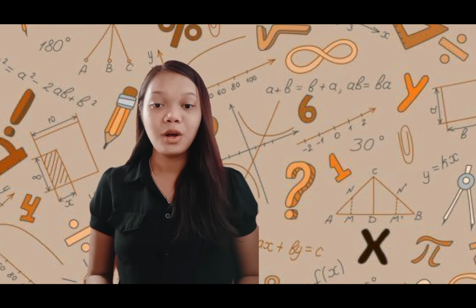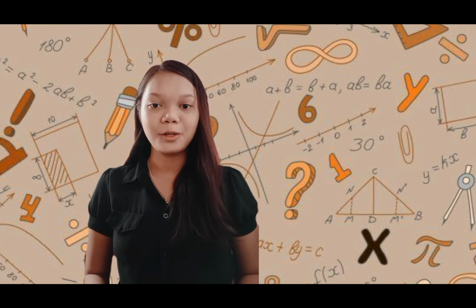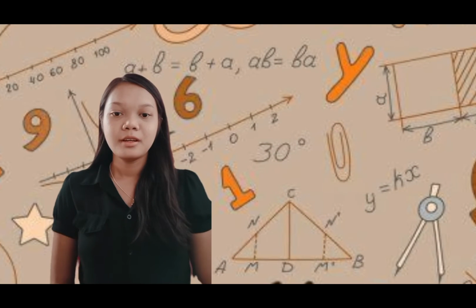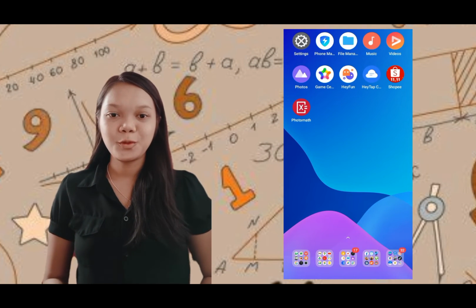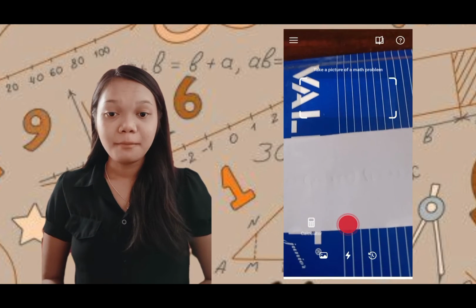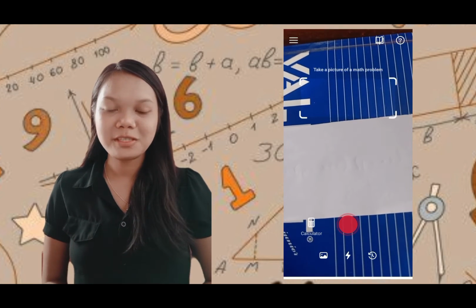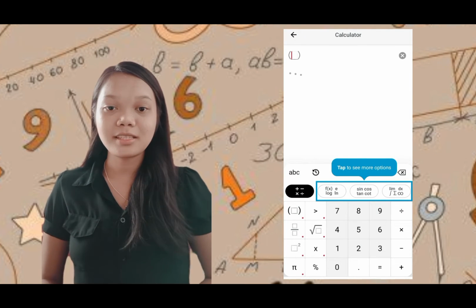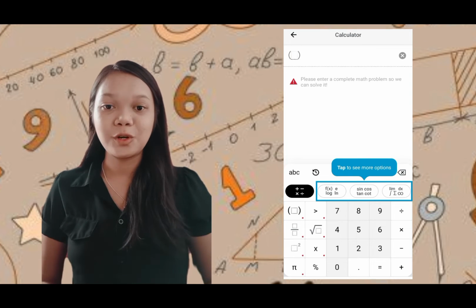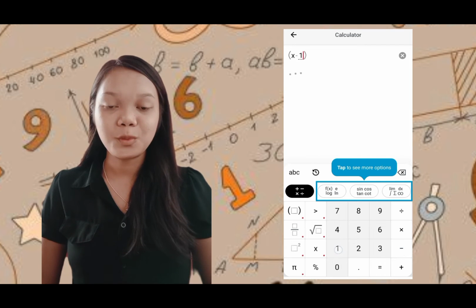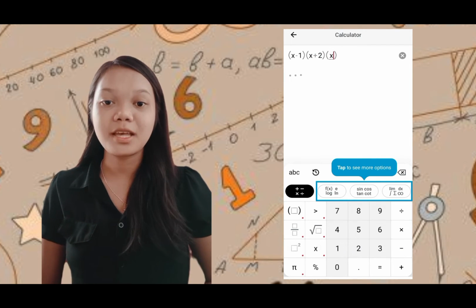To further understand that, I am going to show you some examples, and I will use Photomath to show you how to solve it. The first thing that we should do is to open Photomath, and then we can see here the camera. But let me teach you first how to use the smart calculator. Press the smart calculator, and then type the expression or equation, for example, x minus 1 times x plus 2 times x minus 3.